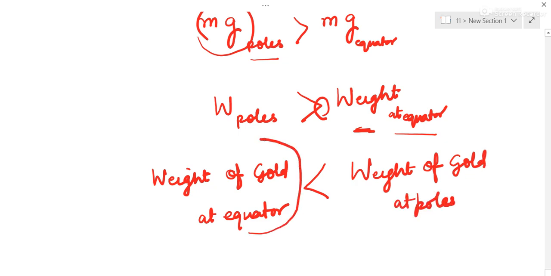So why is gold weight less? He bought something at poles, but the weight will be less at equator. So friends will not agree. So rest of the numericals will be in next video. Kindly prepare these.